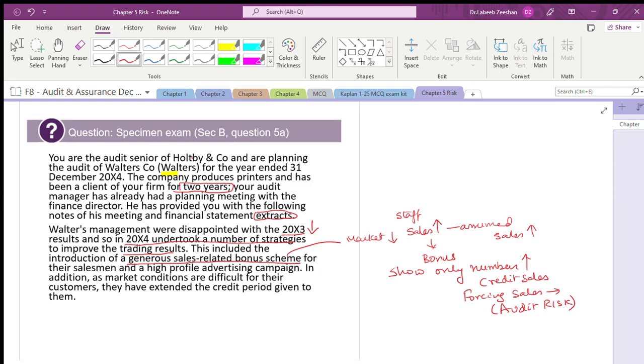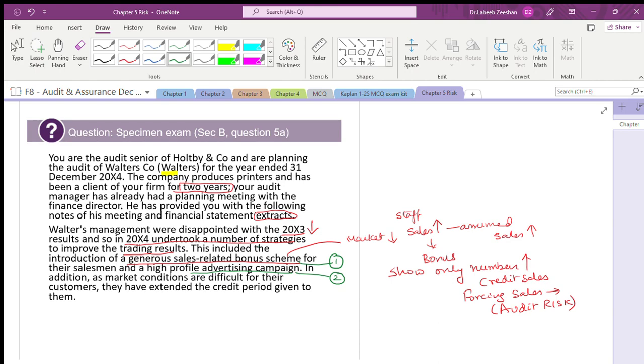Slowly you have to build up the things thread by thread. Okay? Generous sales. I will put one number here. This is one of the audit risks. And the salesman and a high profile advertising campaign. See, when the markets are not good, even if you make a campaign, there will not be that much response. People are not willing to buy. When markets are down, the risk is very high. If you are making a high profile advertising campaign, spending a huge amount of money on the campaigns, definitely you have to think over it.